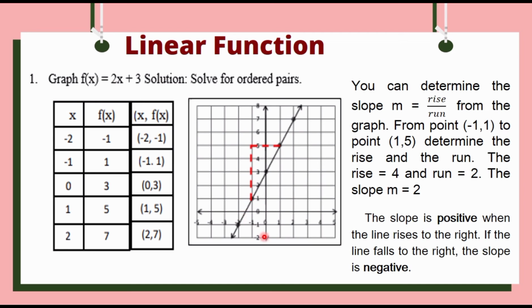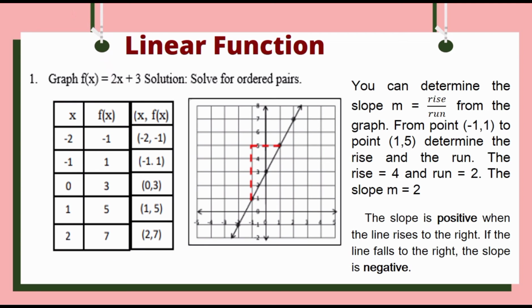So, kapag ang ating graph ay rises from left to right, that is positive. Pero if the line falls to the right, then the slope is negative. So, kita nyo naman, from left to right, kaya siya ay positive. Okay, so ganun lang ang gagawin ha. Kapag walang values ng y, you just need to substitute the value of x.